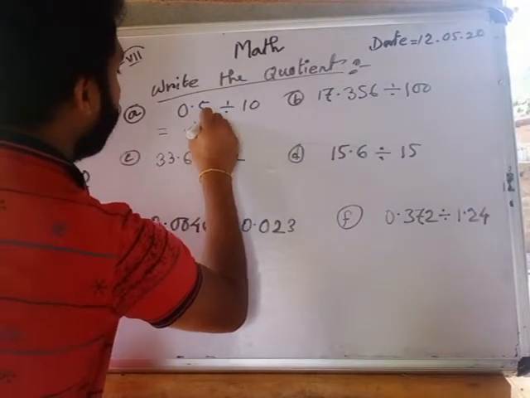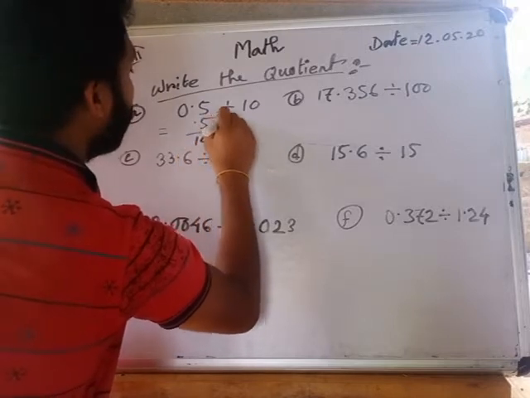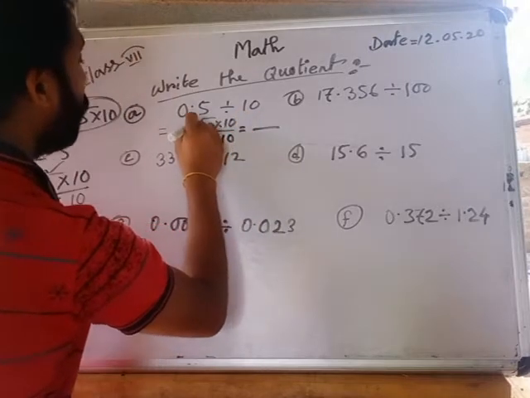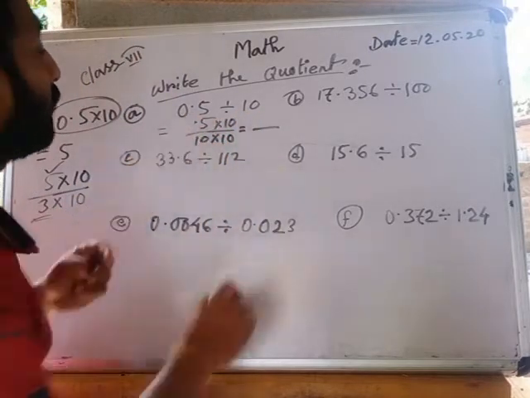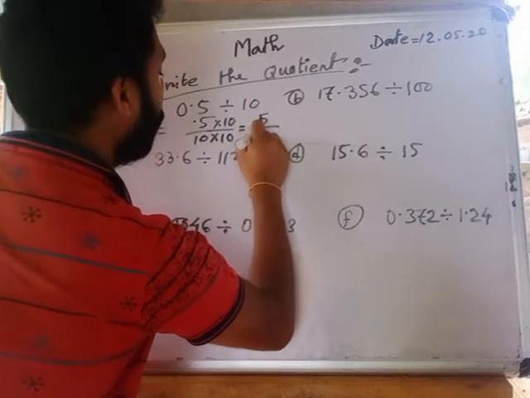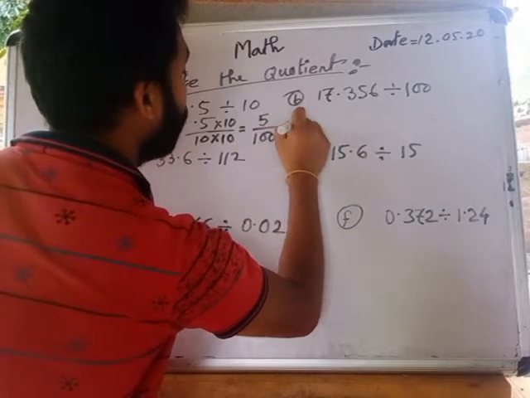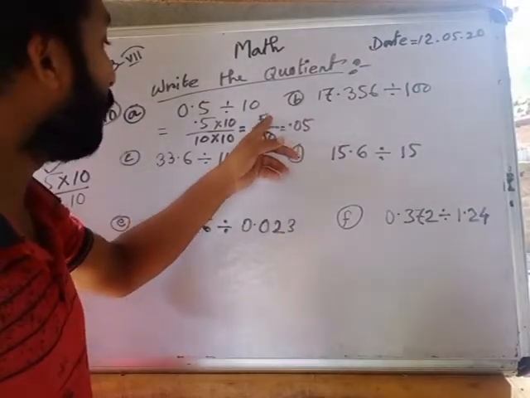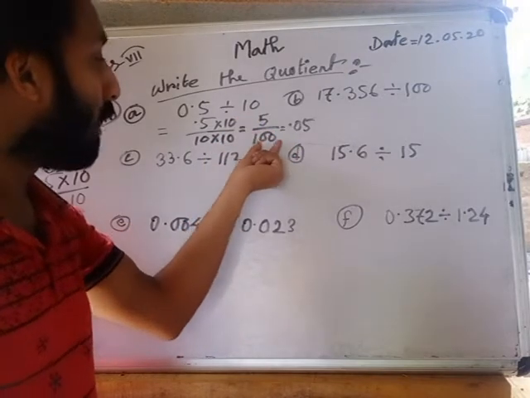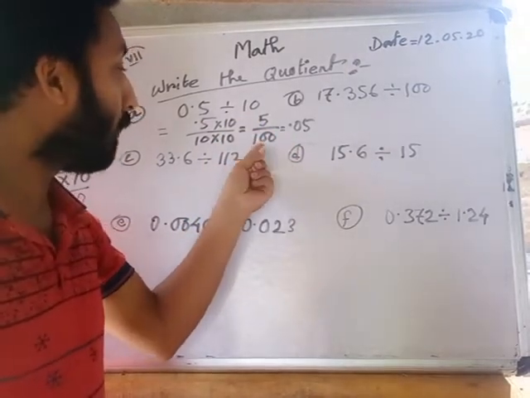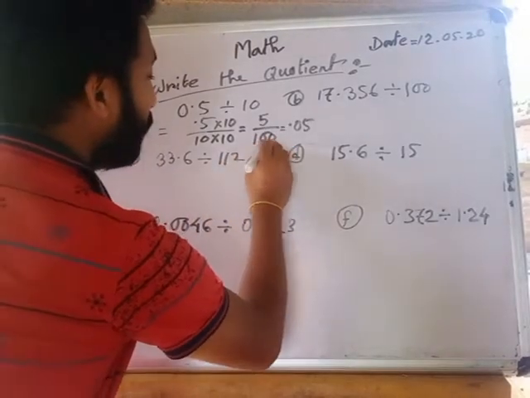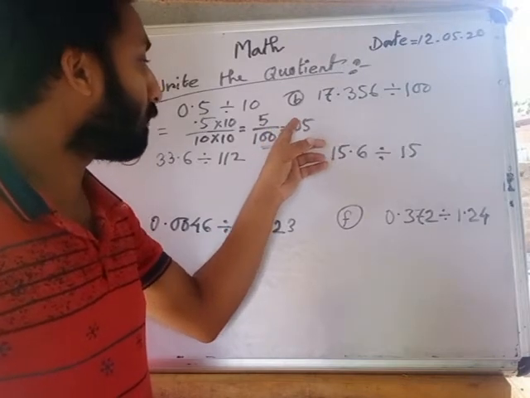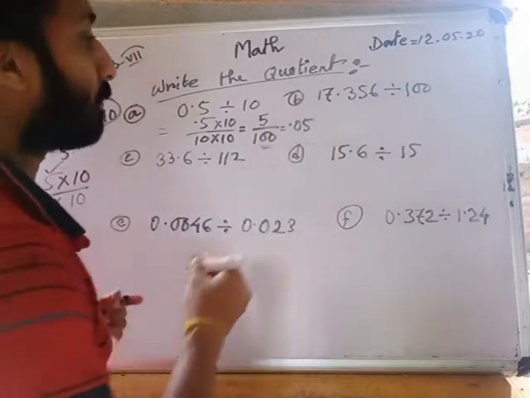If it is 0.5 by 10, that means we should multiply 10 with 10. If we multiply 0.5 with 10, that is 5, and this one 100. That means the point goes back 2 digits, because we should divide by 100. That means 100 has double zero. That means we should take back the point by 2 digits.